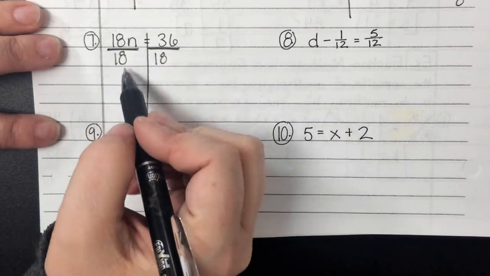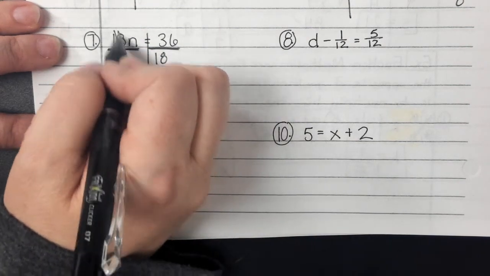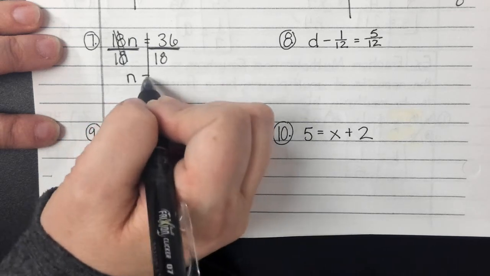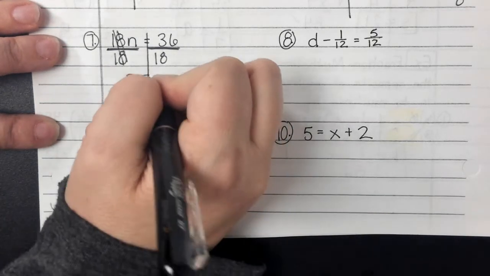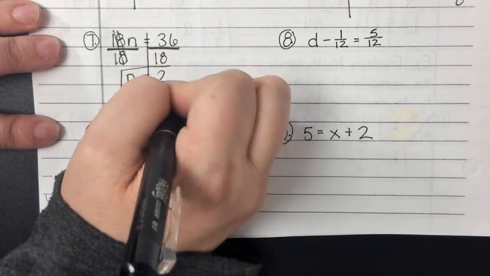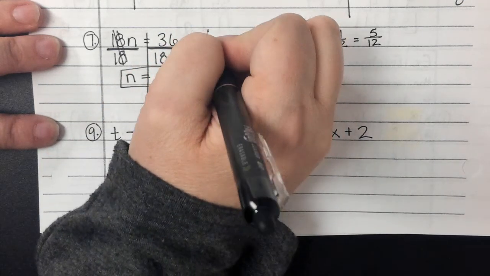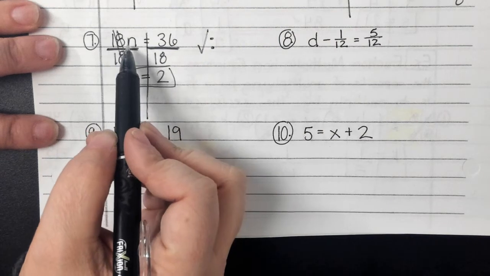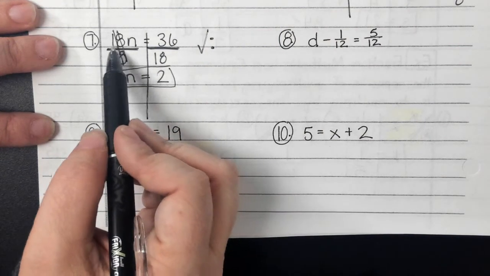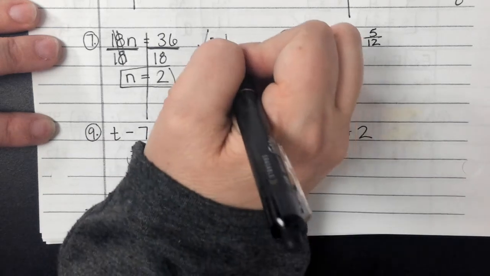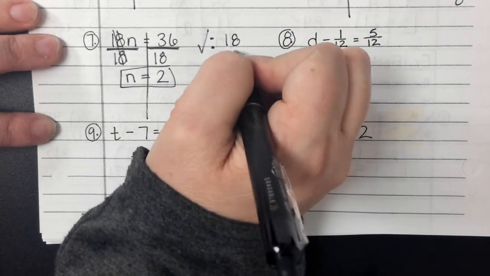All right, 18 and 18. Cross out, so I have n equals, what is 36 divided by 18, Joel? 2. All right, to check it, it says 18 times n. Instead of n, what are we using? 2, so we're going to work out 18 times 2. So I'm going to write that down, 18 times 2.